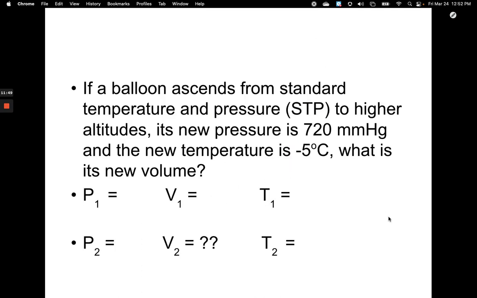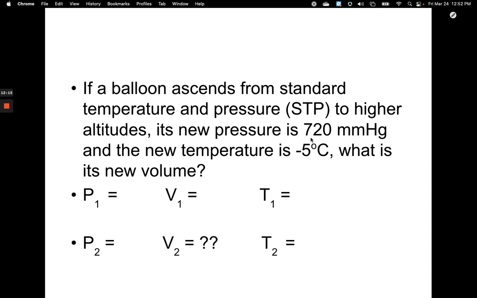So if a balloon ascends from standard temperature and pressure to higher altitudes, its new pressure is 720 millimeters of mercury, and its new temperature is minus 5 degrees Celsius. What is its new volume? Now be careful. You need to know what standard temperature and pressure is. That's going to be that initial values. So do you know what that is?